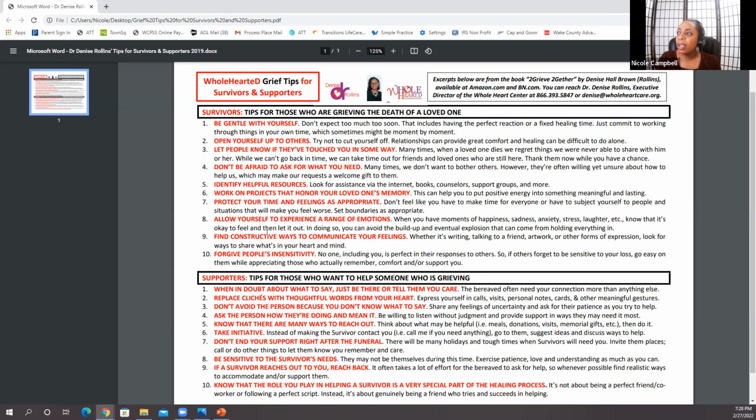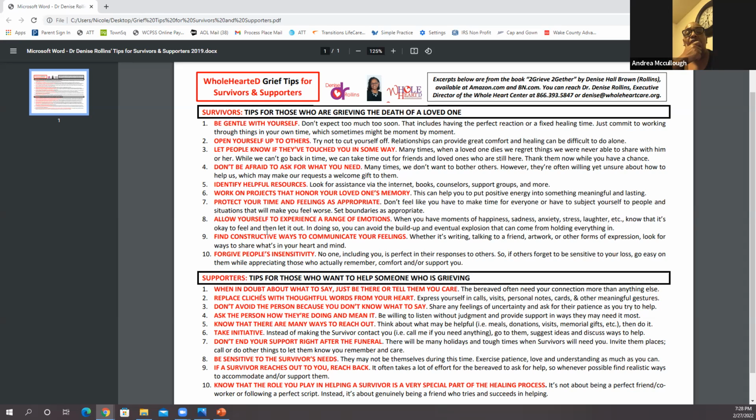Okay. And it says right behind it, the bereaved often need your connection more than anything else. Replace cliches with thoughtful words from your heart. Some of the things that people say can sound like a cliche, but if you can just express yourself from your heart in your own words.